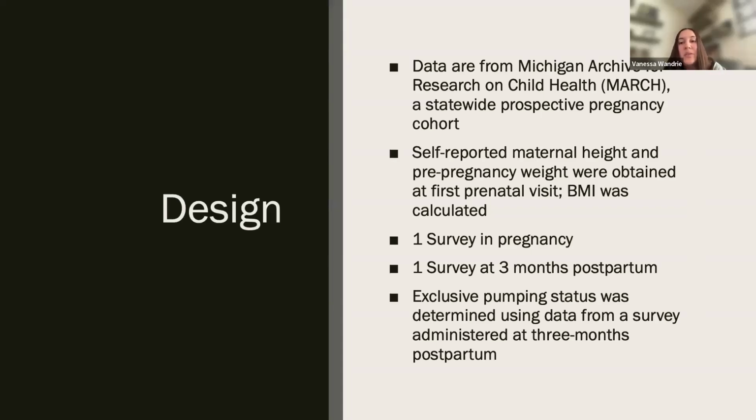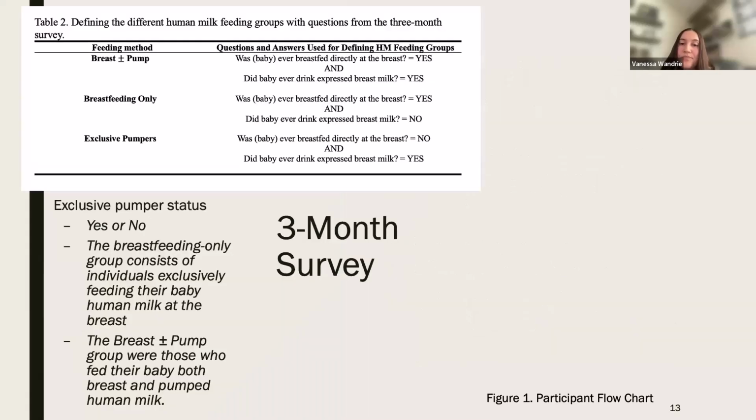We used one survey in pregnancy done at the first prenatal visit, where self-reported maternal height and pre-pregnancy weight were obtained. If there was missing data from these, we then used the birth certificate data, and then we calculated the BMIs. We also used data from the 3-month postpartum survey, and this is where we could evaluate the exclusive pumping status as to whether they were an exclusive pumper or not.